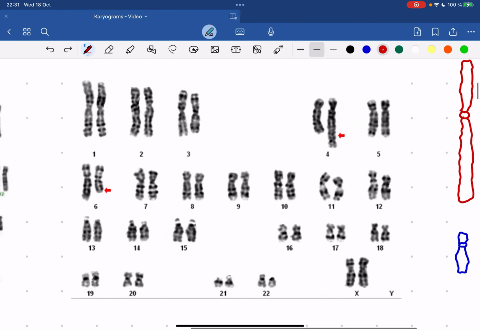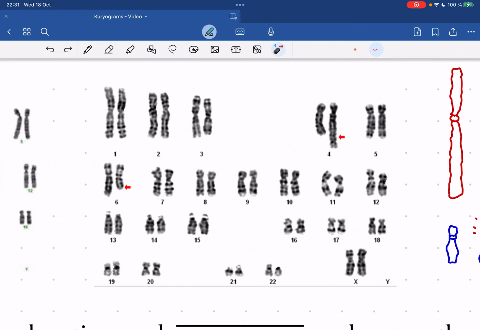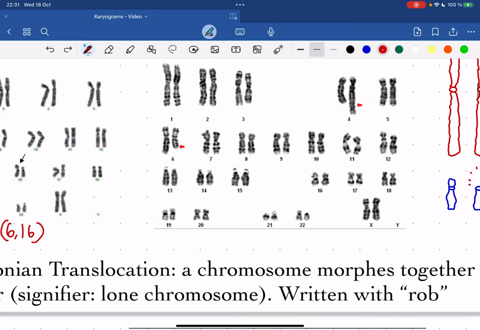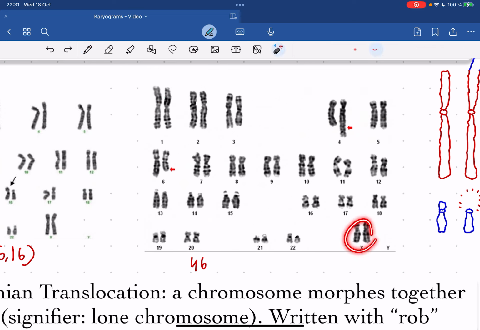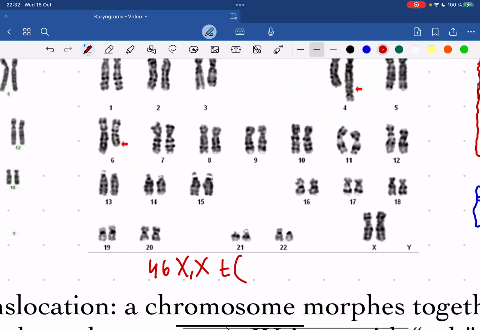So that's how you write for that one. The next one, how you read this. This has also been pointed out for us. You can see here that this is very much longer than this chromosome right here, while this chromosome right here is shorter than this chromosome right here. So a piece of this has been translocated to this chromosome right there. So of course it's still 46 chromosomes if you count them all in, and then the sex will be XX, and then you take T, parentheses, you start from the lowest number, which is 4, and then you end it with the highest, which is 6.